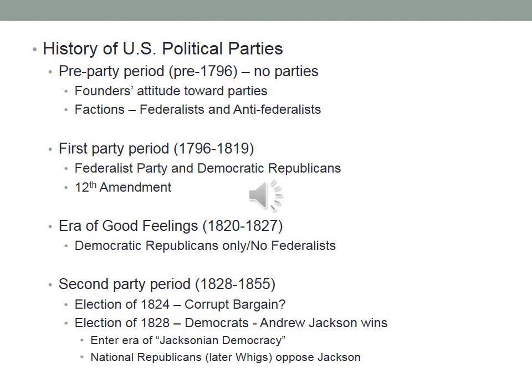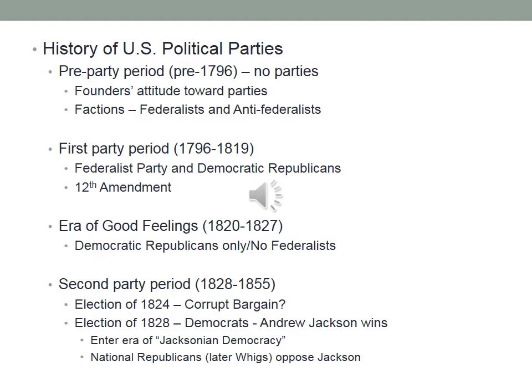And of course, it's during this time that the 12th Amendment was passed, which dealt with the election of the president. What happened was in the election of 1800, there was a tie in the electoral college, and the 12th Amendment fixed that problem by changing the electoral college voting system in electing the president.